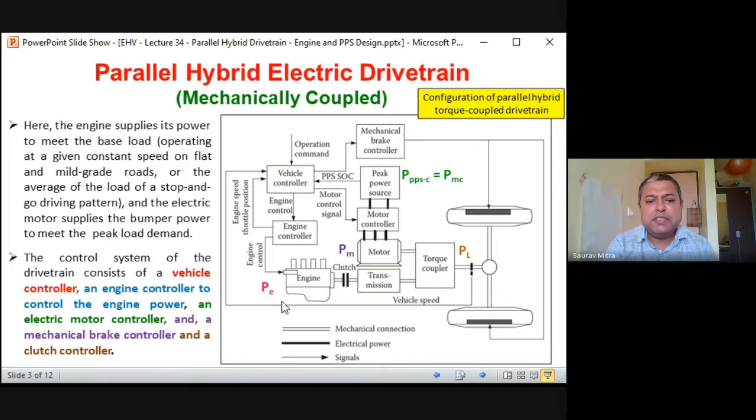So this is the first or main generator, which is called PE, engine generator power. Second is the PPPS or PMC, that is the motor power or battery power, PPPS power. So these two are the main generators. Engine is driven by the fuel tank. So from the fuel tank, fuel comes to the engine, combustion happens, and engine generates mechanical energy. Now this PPPS is actually giving the power to the motor. So motor power is called PM. Now this motor power and engine power are coupled here, torque coupled. And this PL is actually the load. So this power is actually the required or demanded power by the driver for driving of the vehicle.